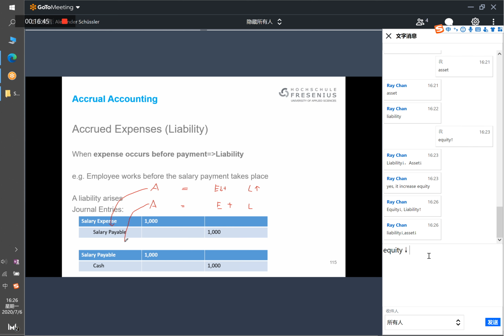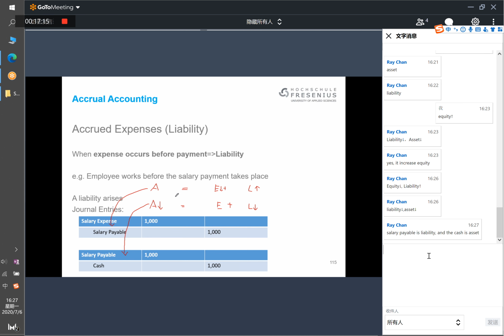And so here, what do we have to write? Okay, Ray Chan has also already written asset is down, because we pay cash, and liability is also down. Exactly. Good. Salary payable is a liability and the cash is an asset. Correct. Very good.